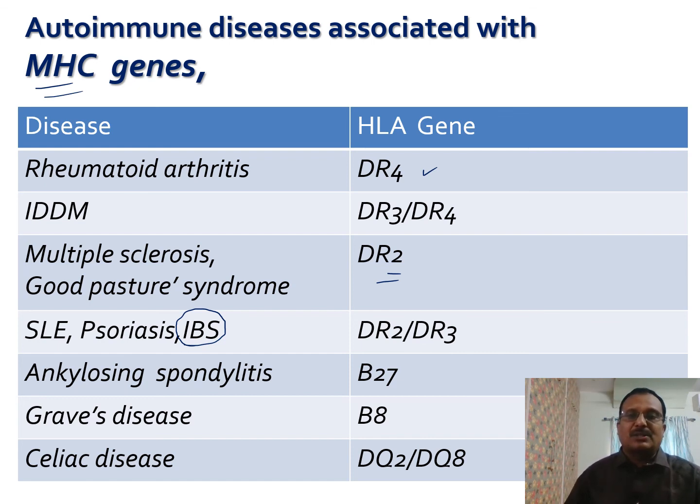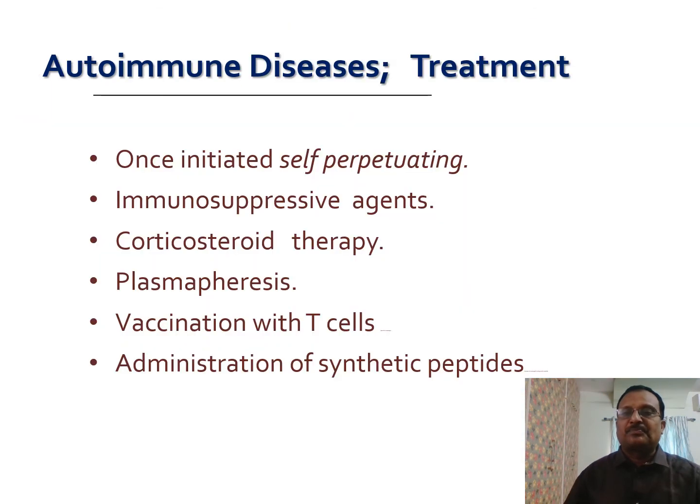These are again associated with DR2 and DR3, and ankylosing spondylitis is associated with the B27 HLA gene, and Graves disease with B8, and celiac disease with DQ2 and DQ8. These are all the associations between autoimmune diseases and MHC genes. That means the people who show this HLA gene will be prone to this kind of autoimmune disorders.